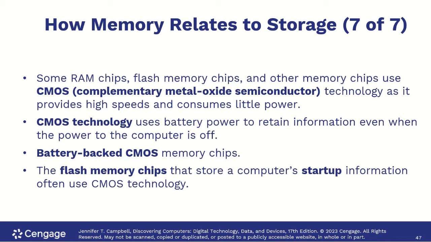Some RAM chips, flash memory chips, and other memory chips use complementary metal oxide semiconductor, or CMOS, technology, as it provides high speed and consumes little power. CMOS technology uses battery power to retain information even when the power to the computer is out. Battery-backed CMOS memory chips are important in this context, and the flash memory chips that store a computer's startup information often use CMOS technology.